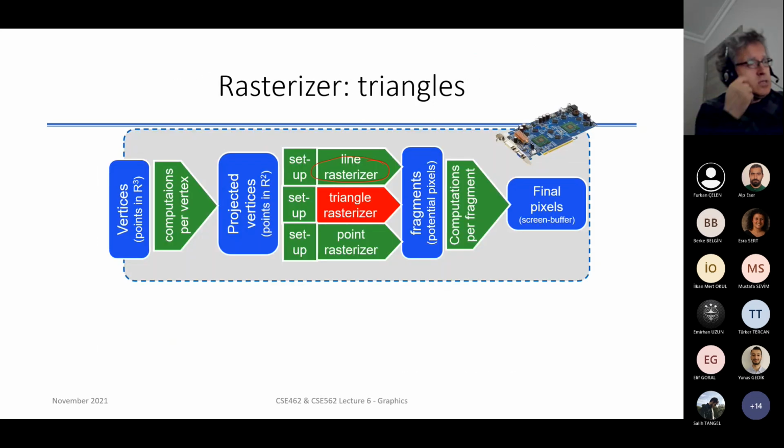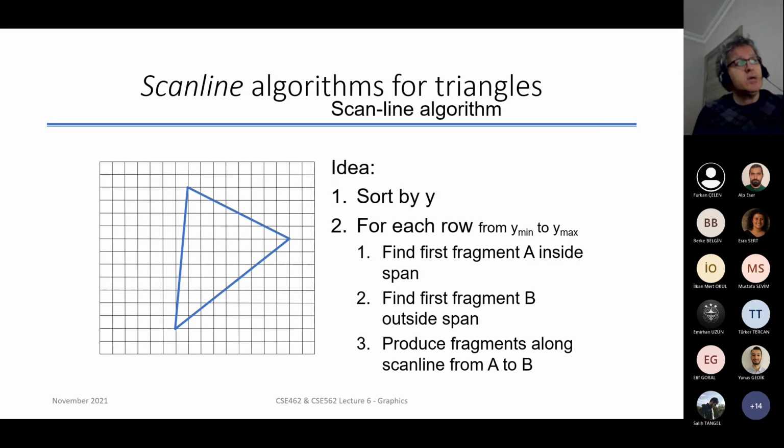So let's look at the triangles. The idea is going to be very, very simple with triangles as well. When you have a triangle like this, you sort your vertices by Y, and now when you get to this one, you know where this triangle starts. This is your pixel, and now this becomes a line segment, and then you render this line segment for each row from y min to y max.